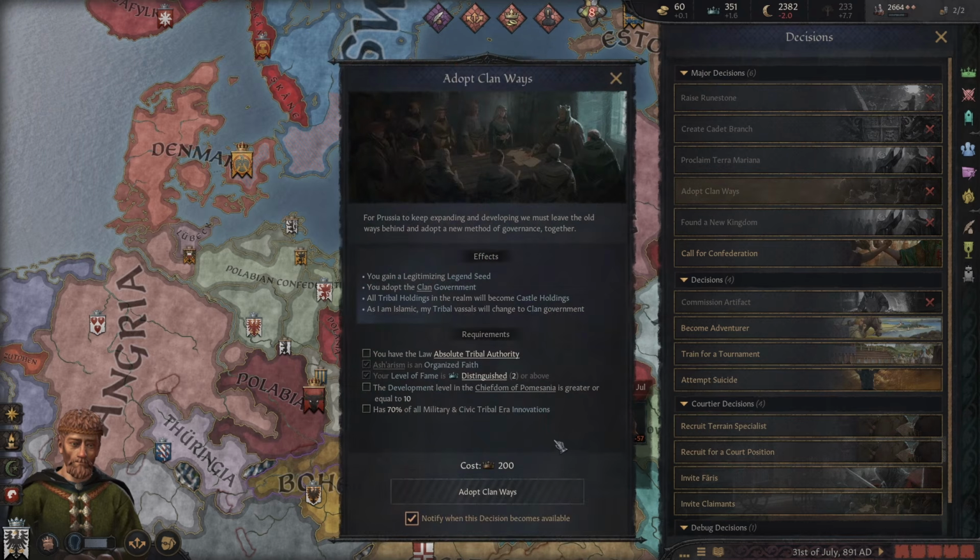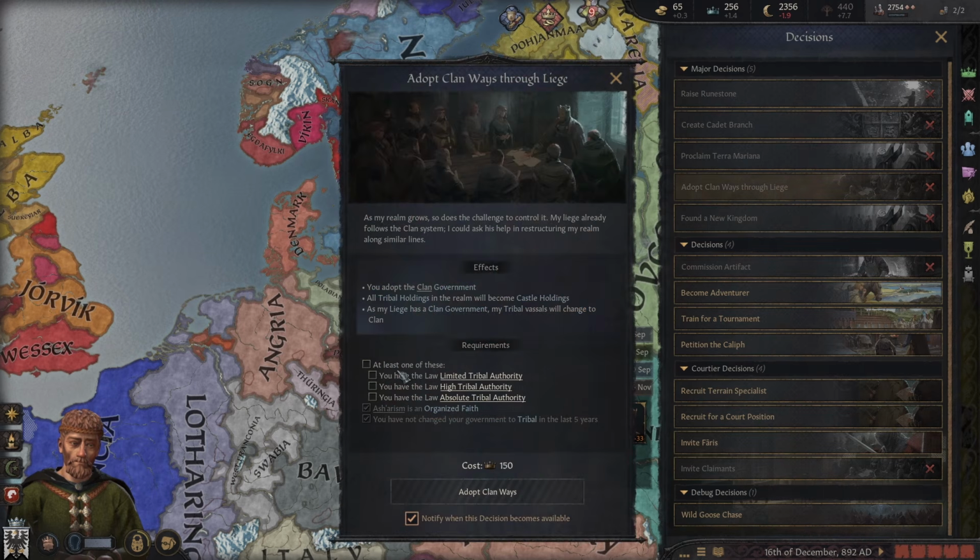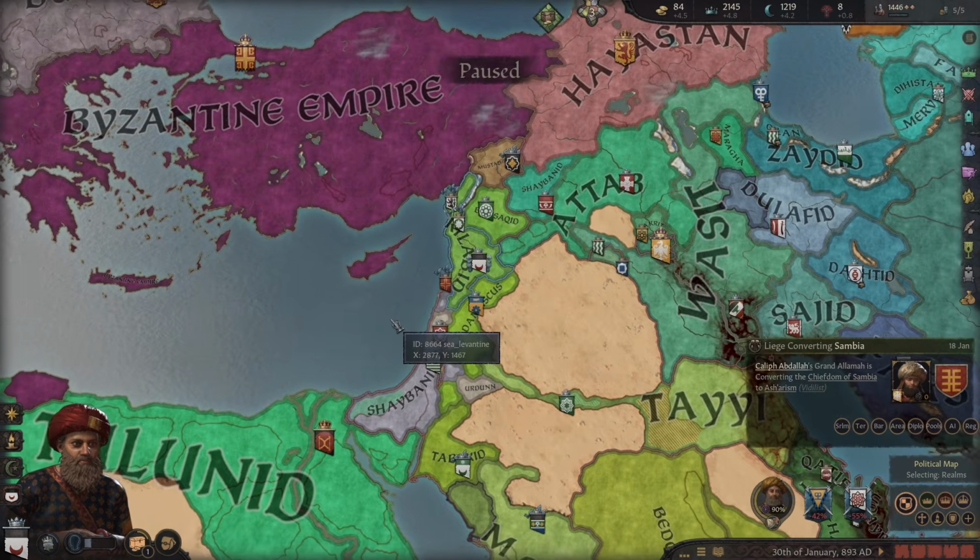Another way you can adopt clan government is if your liege has clan government. Then you get a decision to convert to clan through your liege even if you don't have one of the required cultural heritages and you don't follow a Muslim faith.